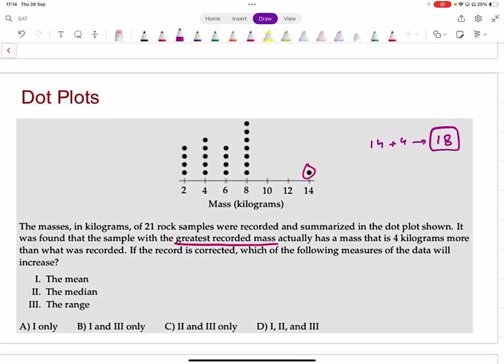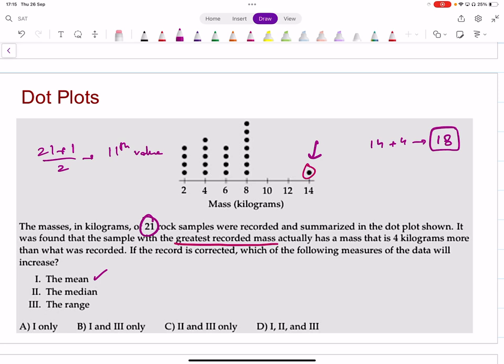Mean will increase, right? Because instead of 14, we have 18 in the numerator, right? 18 is going to be added. So mean increases. What about the median? Median just represents the middle value of the data. Number of values is 21. 21 plus 1 over 2, that's the 11th value. It doesn't matter if it's 14 or 18 or 20 or whatever. 11th value is still the same.